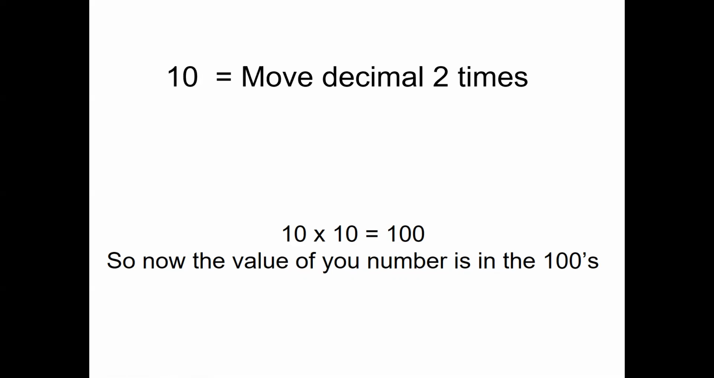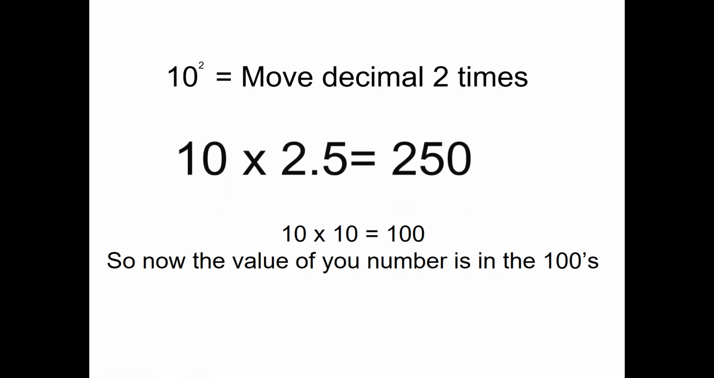10 to the power of 2 means move the decimal 2 times. So that's what we did. 10 to the power of 2 times 2 and 5/10 is 250. See, I'm in the hundreds now. I moved it 2 times to the right because I'm multiplying and powering up. So my numbers move 2 times to the left in the place value, which increases their value, making them in the hundreds place, giving me the answer 250.